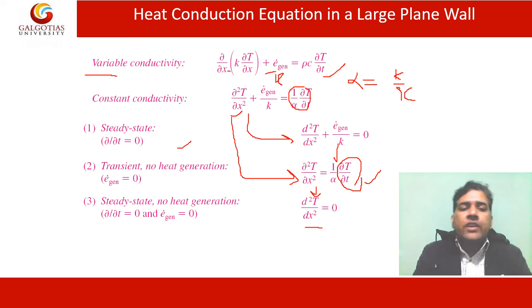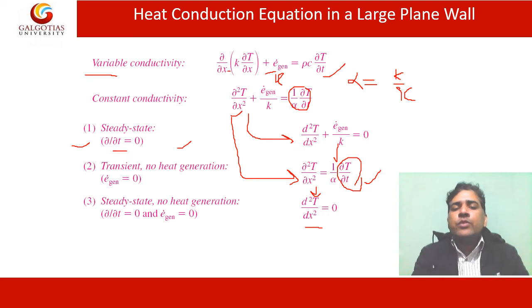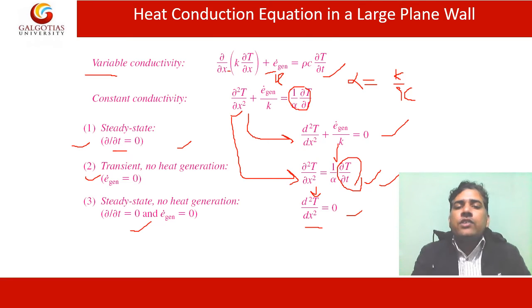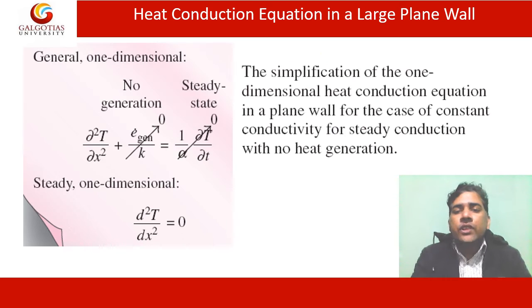So these are the three conditions. Steady state means del T over del t will be 0, so this equation will come out. In the transient state, this equation will come out, and when it is steady state with no heat generation, then this equation will be obtained. In this way we obtain the general heat conduction equation through a plane wall.